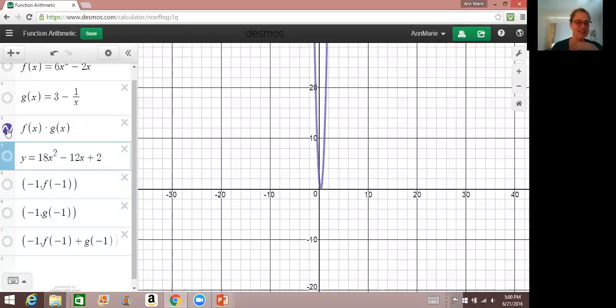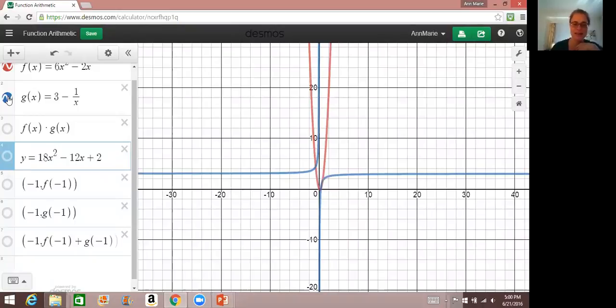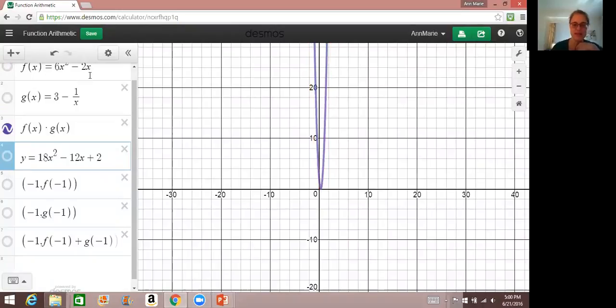All right, so what I did was I took every y from this parabola, multiplied it by every y on this function. When you do that, you get a different parabola. And that's because of the algebra. When I multiply 6x squared minus 2x by 3 minus 1 over x, I get 18x squared minus 12x plus 2. And that is the function that is defined by the product of these two functions.